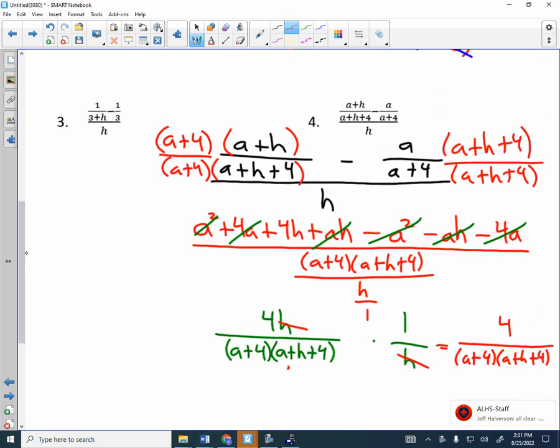Try number 3 on your own. Take a good 5 minutes, okay? See if you can work it out on your own. I'm going to come around and help give you pointers as you start through.